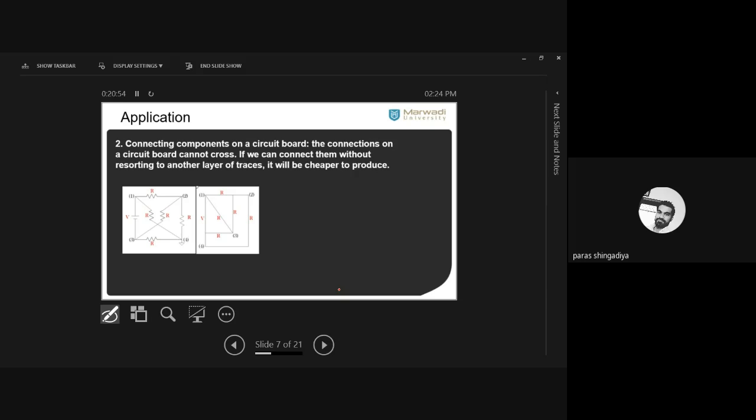We just consider the same network, the same junctions and the same network. Based on that, we can modify this graph so that it is now without edge crossover. All the connections are as they were. We have the connection between 1 and 4. There is a wire between 1 and 4.